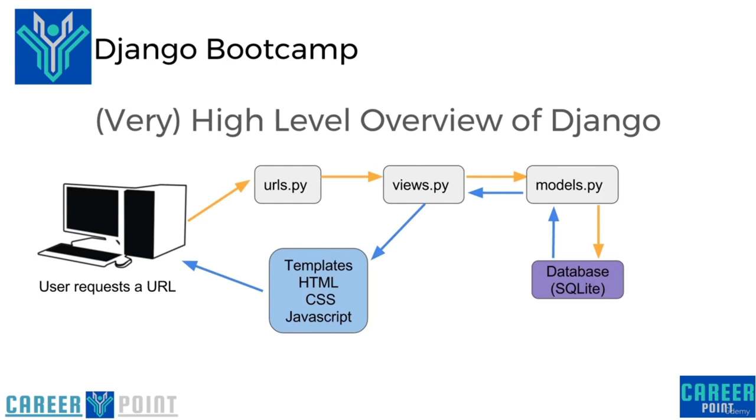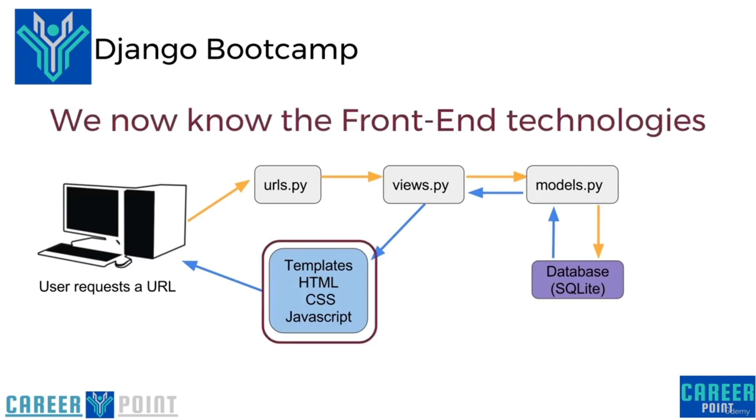And the URLs are just connected to views through a simple call. And then that will call your models.py, which contains all the information of your database. And then that will query your database for the information, feed it back to views.py, which creates the view of your website, what it actually looks like. And then we use templates to fill out that view with HTML, CSS, and JavaScript, and then we send that back to the user. So far, we now know the front-end technologies, and that mainly falls right there under the templates. That's HTML, CSS, and JavaScript.